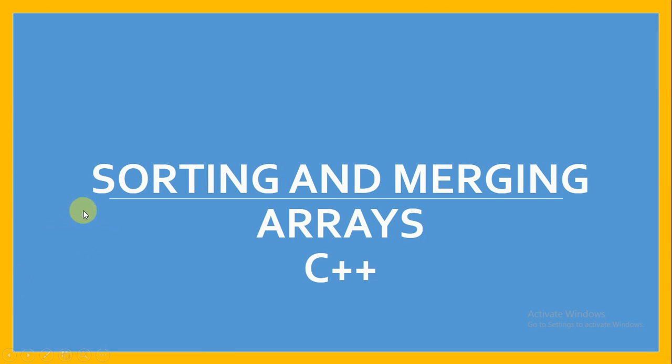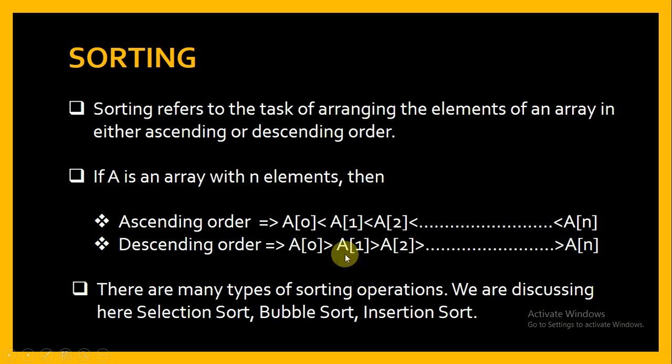In this tutorial, we will talk about sorting and merging arrays using C++. So what is sorting? Sorting refers to the task of arranging the elements of an array in either ascending or descending order. Now let us see what is ascending and descending order.